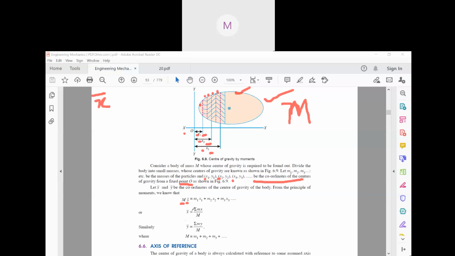Now we can write what? This m1 x1 plus m2 x2 plus m3 x3 means what? Sigma. Sigma means summation, right? Summation of m into x. Now we are required to find x bar. X bar means the position of this center of gravity, right? Therefore we will divide it by the whole mass M. Is it clear? Is it clear for everyone? If it is not, tell me, or write in the chat.